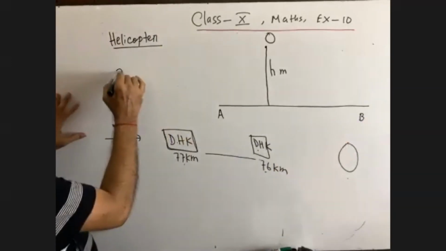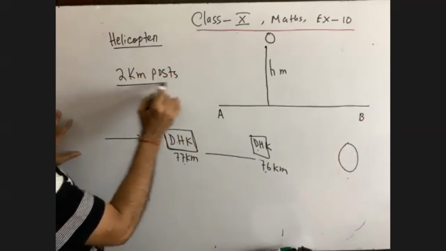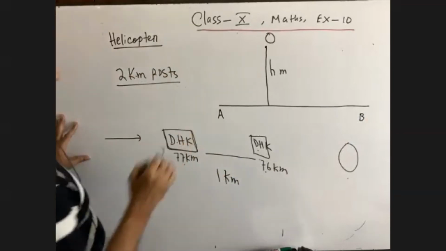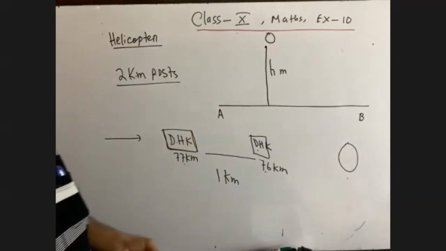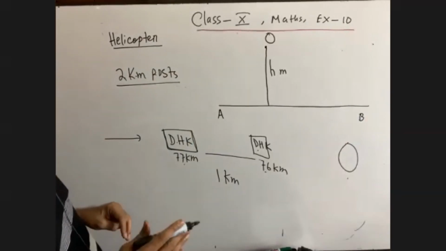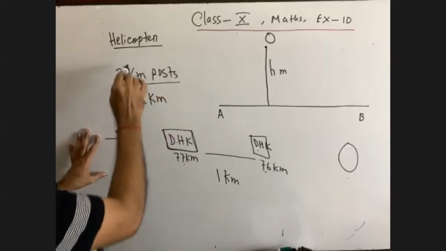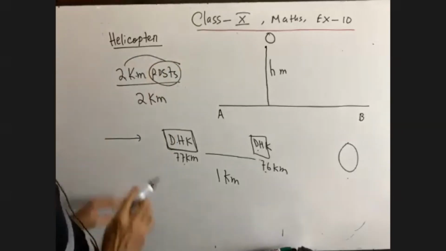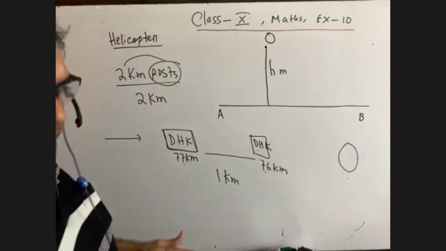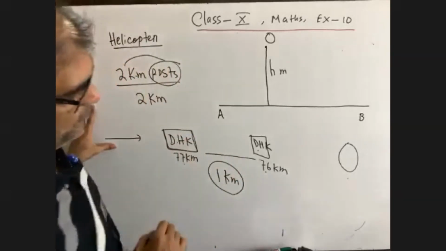In the book it is written 2 kilometer posts. But the interesting fact is that the distance between 2 kilometer posts is 1 kilometer. Have you got my point? Remember one thing, many students consider it as 2 kilometers. Not that. Between 2 kilometer posts, we are apart by only 1 kilometer. Okay?